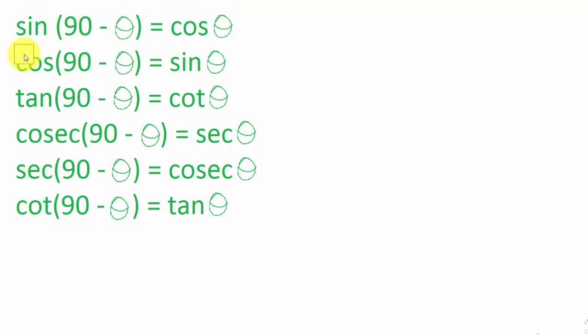Okay. Right. There are only pairs. Sine and cos are a pair. Tan and cot are a pair. Cosec and sec are a pair.